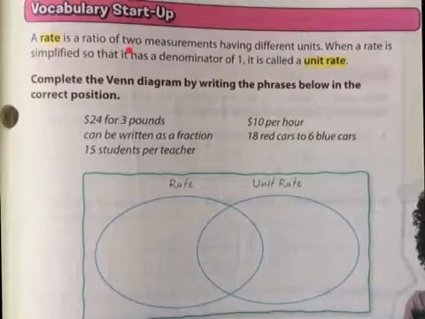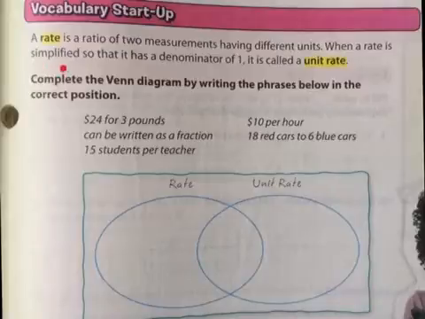A rate is a ratio of two measurements having different units. Okay, so it's not a fraction, it's two different measurements or two different numbers with different units. Okay, we can have centimeters to meters, or even from customary to metric system, we could have 12 inches to, I don't know, 35 centimeters.